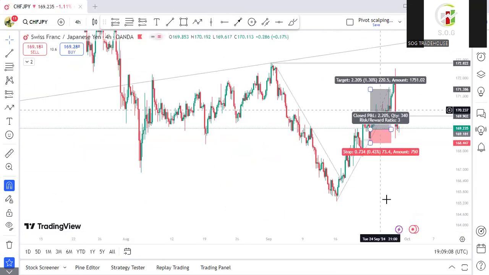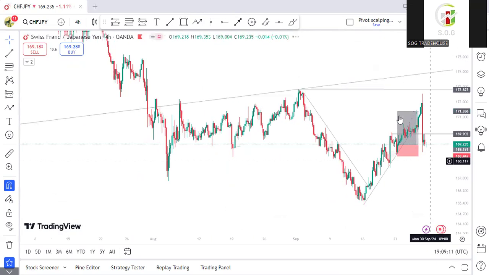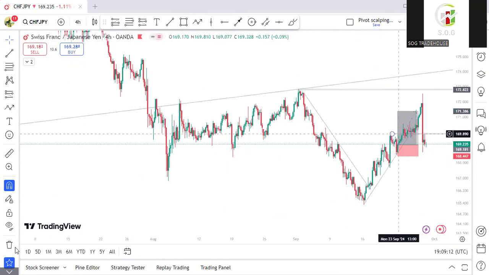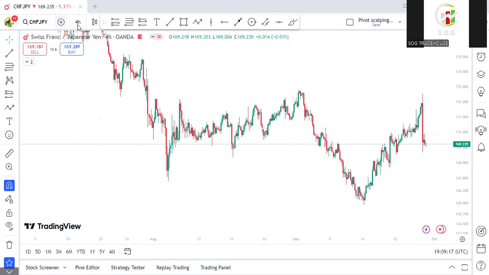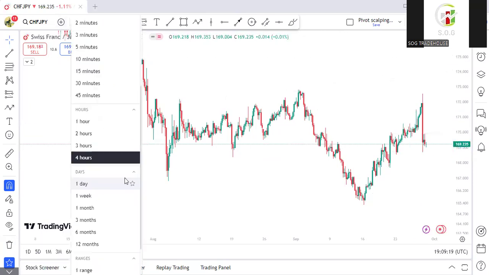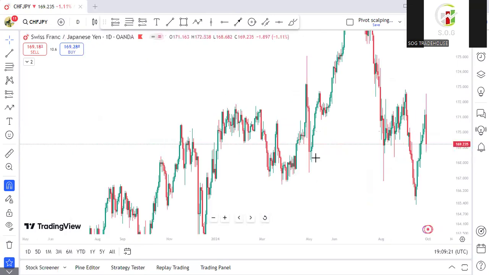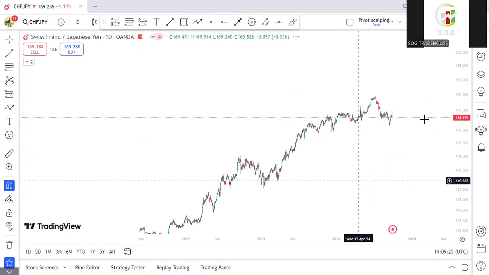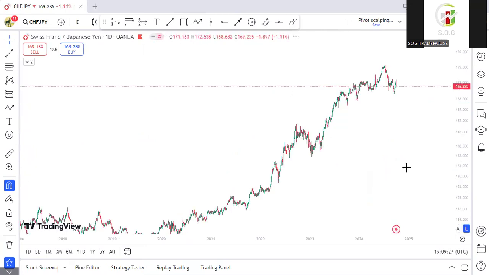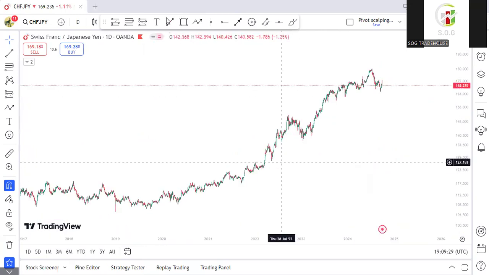There's a trade we caught last week that was sent to the free Telegram channel, and it matched our TV. So let me delete everything and start the analysis afresh. On CHFJPY, let's see if we can connect our trend lines on the lows.